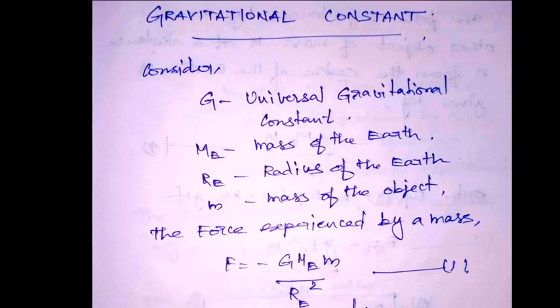So consider where capital G is the universal gravitational constant, and capital ME represents the mass of the earth, and capital RE represents the radius of the earth, and small m represents the mass of the object which will be placed on the earth surface or above the earth surface. First I am going to find the force experienced by the mass above the surface. Therefore F is equal to minus G ME into m divided by RE square. This is equation number 1, which I derived from the universal law of gravitation.